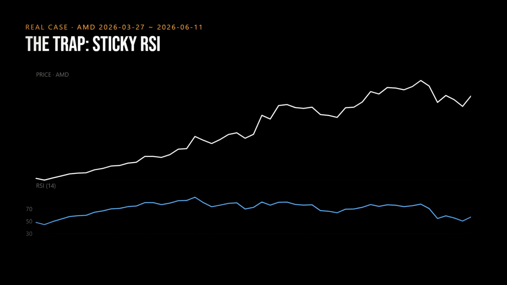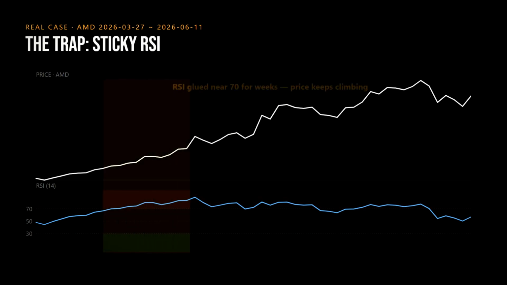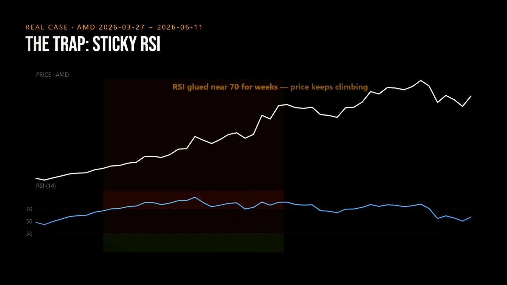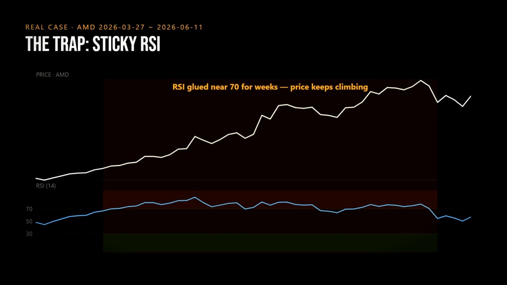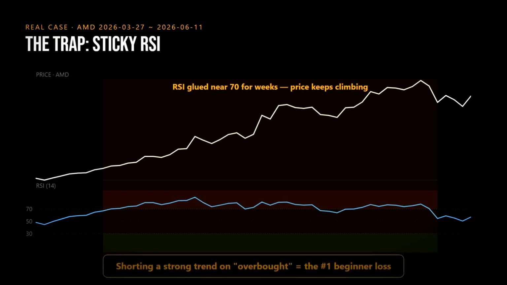This is the phenomenon. In a powerful trending market, RSI can remain at extreme levels for weeks, and the classic overbought and oversold signals stop working completely. Shorting a strong uptrend just because RSI looks high is the single biggest source of losses for beginners using this indicator. So the rule is clear: first determine whether the market is ranging or trending. RSI extremes are reliable in ranges. In strong trends, respect the trend.